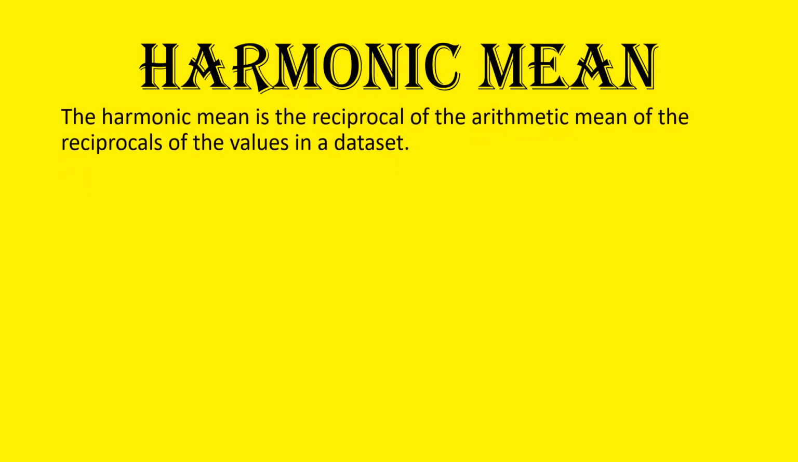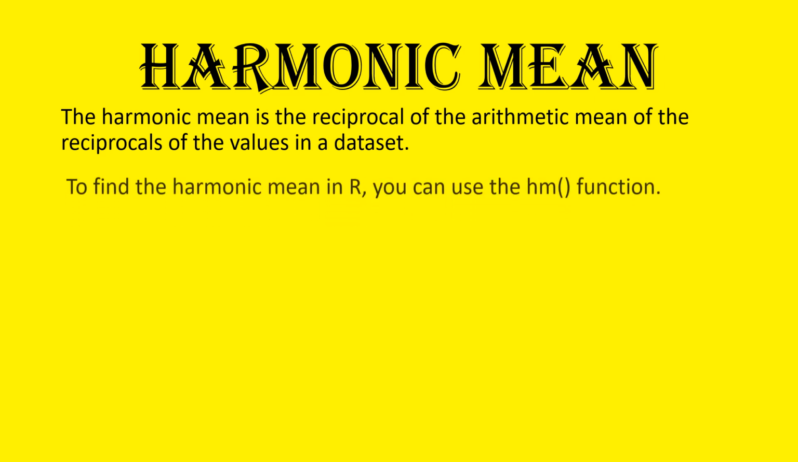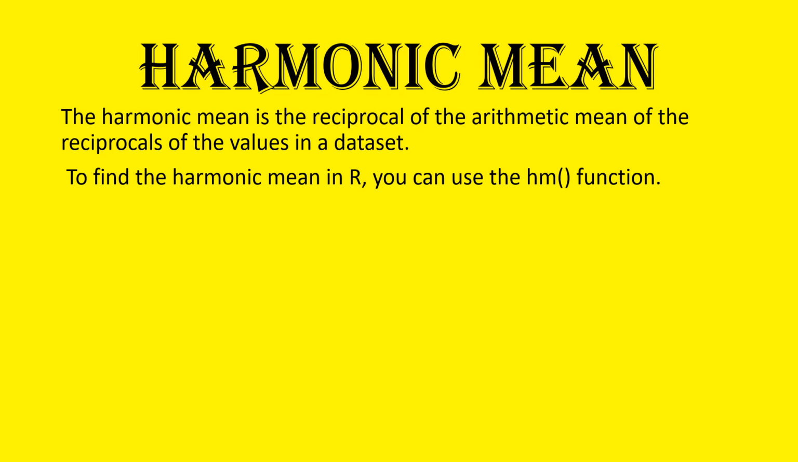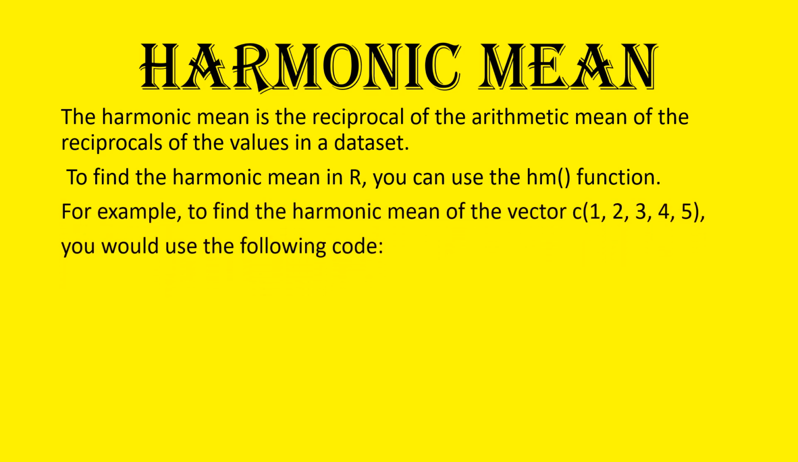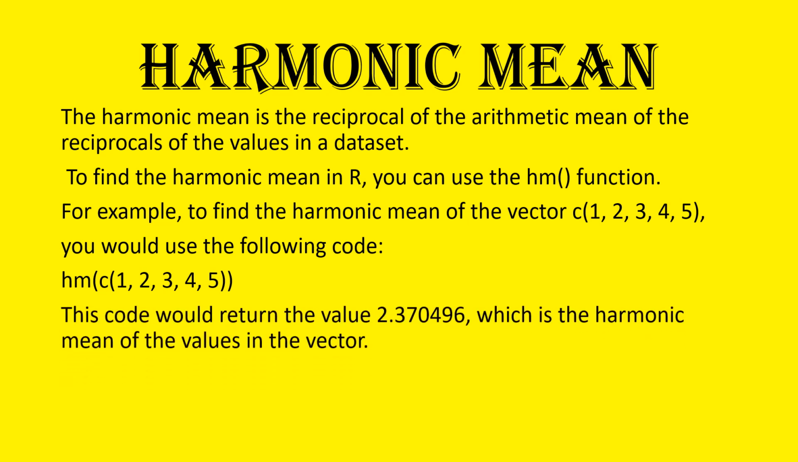If you want to find the harmonic mean, again the definition of harmonic mean is the reciprocal of the arithmetic mean of the reciprocals of the values in any data set. If you want to find harmonic mean in R, again you have to use the harmonic mean function. Let's suppose we have the same data set and you want to find the harmonic mean. You will use the harmonic mean and put your data, you will get the answer. It is very simple, very easy.